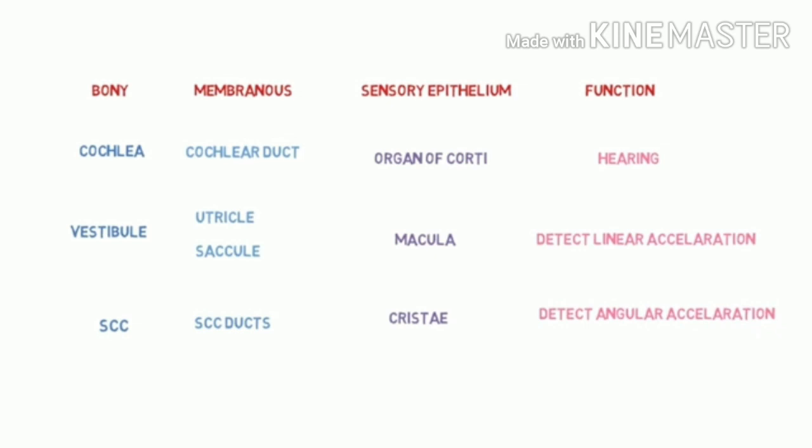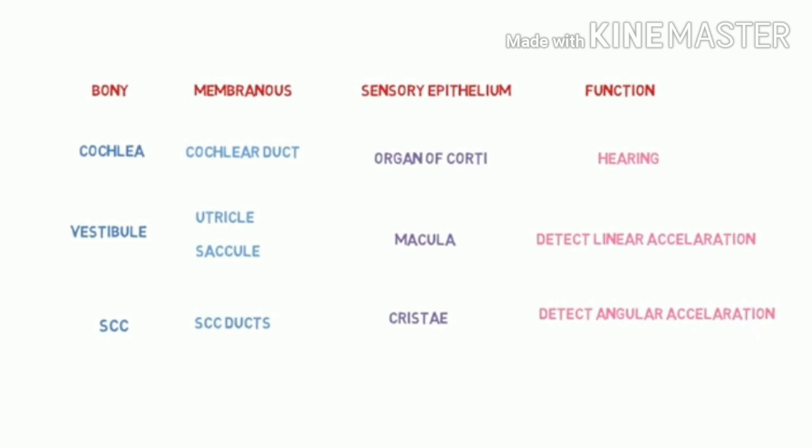Second bony structure is the vestibule. Inside the vestibule, there are membranous structures called the utricle and saccule. These both have sensory epithelium called the macula. The function of the macula is that it detects linear acceleration.